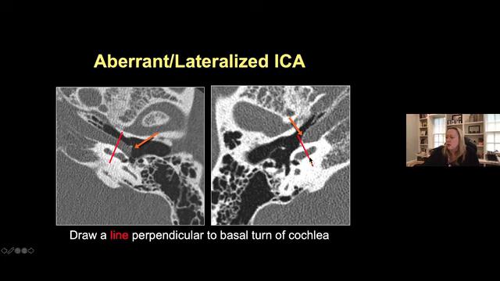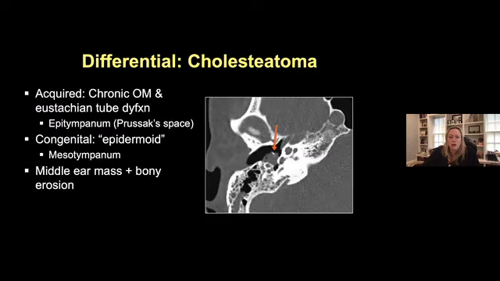And this is the normal side, and you can see that this is medial to that line, does not cross past it. So that's a normal location of the internal carotid artery. So really important in every patient, or in a patient with pulsatile tinnitus, to mention that.